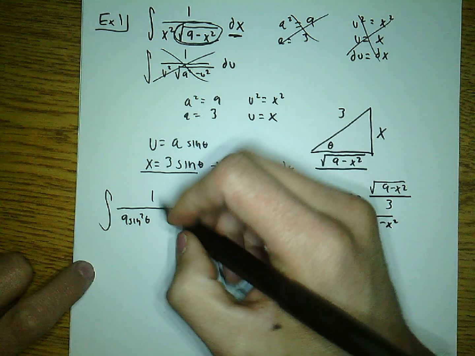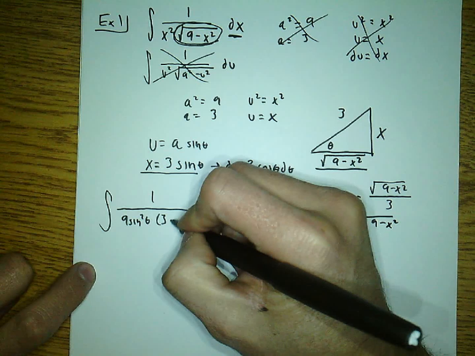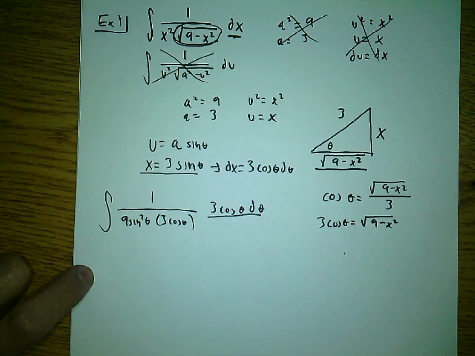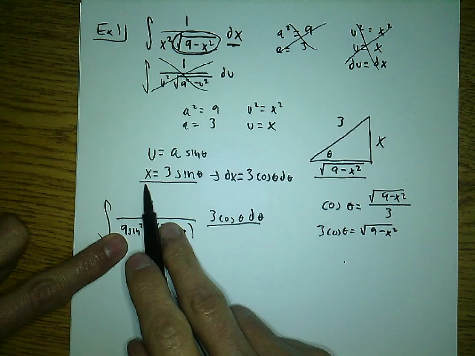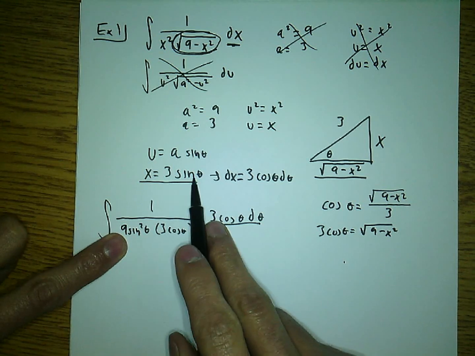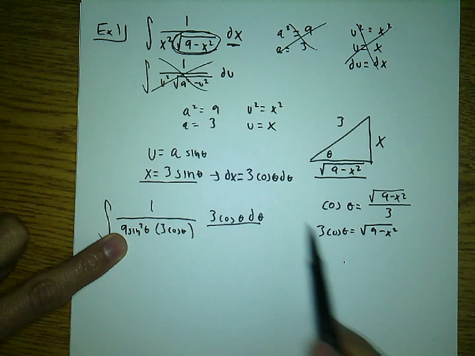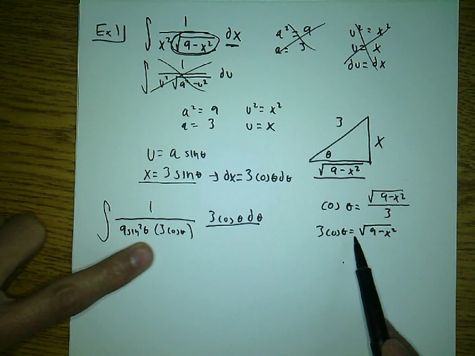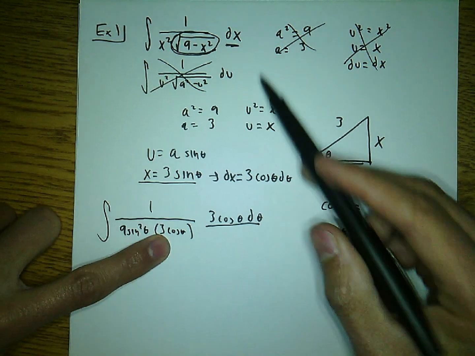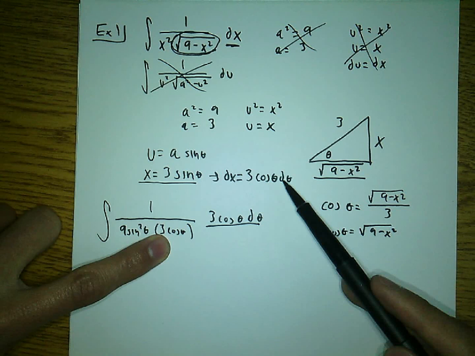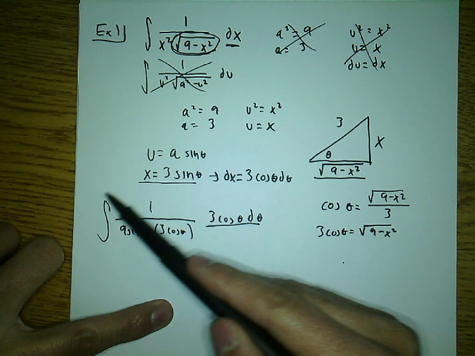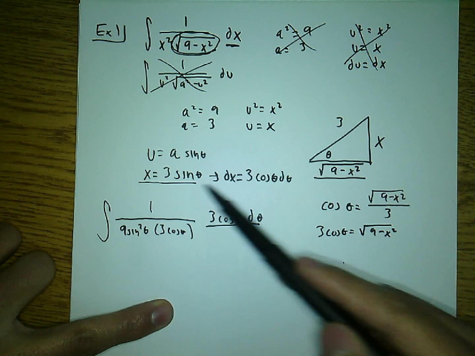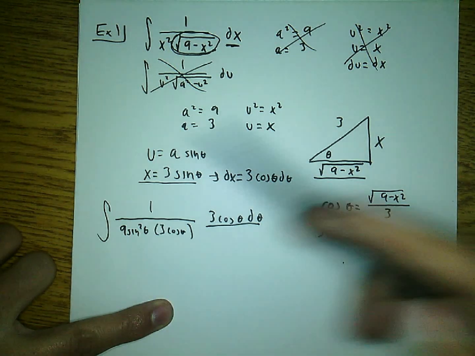So that means that I'm going to be able to replace right in this spot right here. So let's recap. This 9 sine squared came from being x squared because x is 3 sine theta. So that's 9 sine squared. The square root of 9 minus x squared is equal to 3 cosine theta, and that's why I have a 3 cosine theta there. And lastly, dx is equal to 3 cosine theta d theta, and that's why I have 3 cosine theta d theta here. And as you can see, I have made trigonometric substitutions everywhere on this problem.